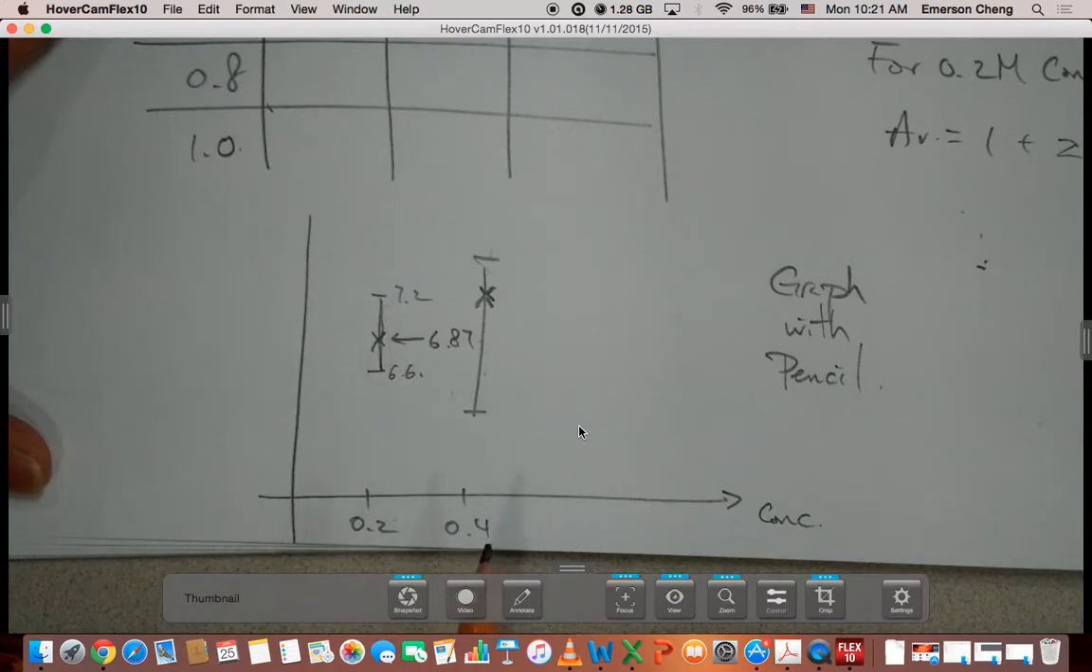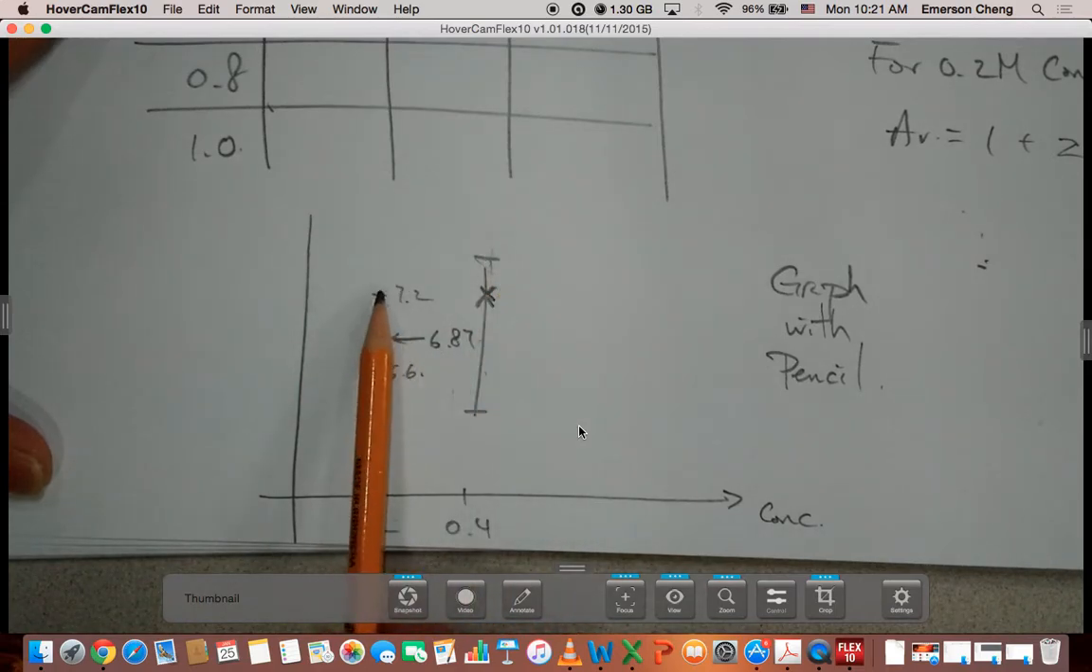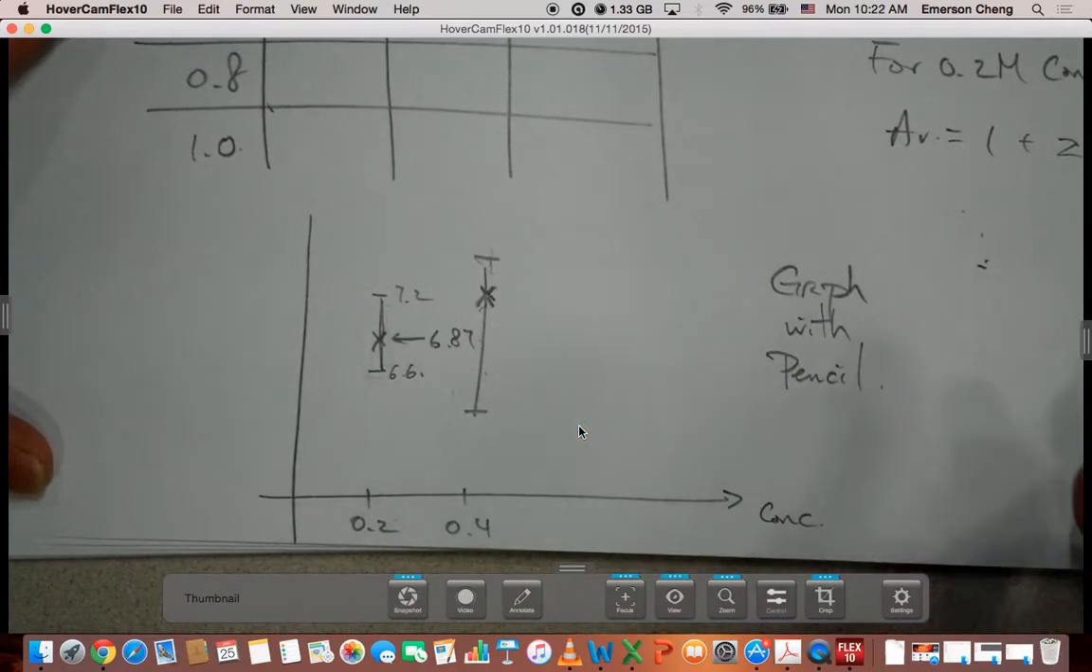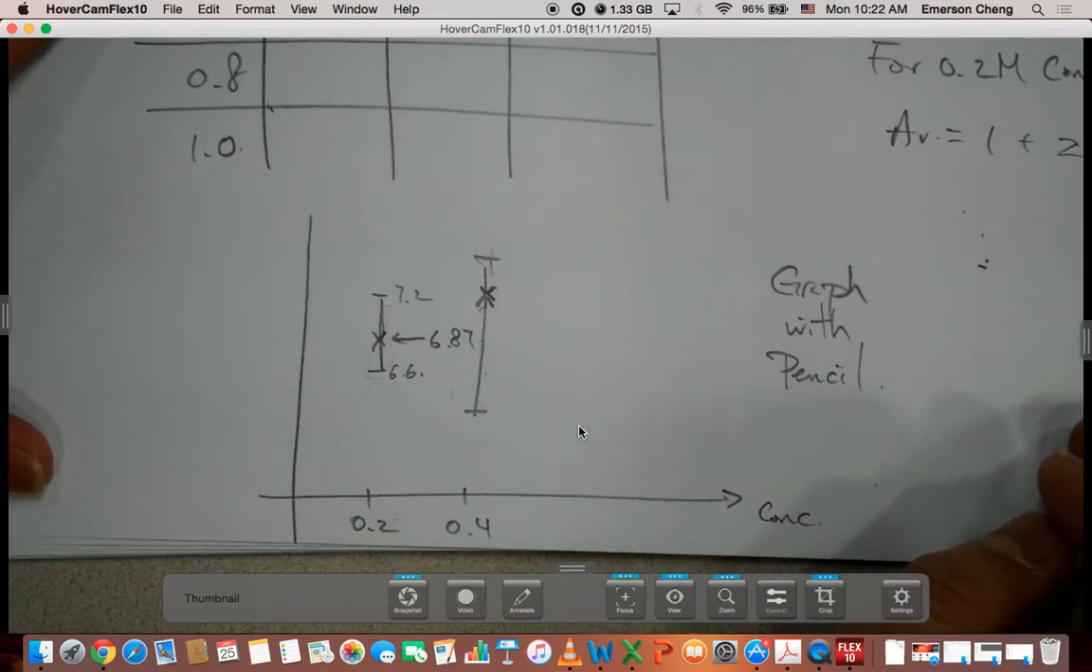Not really. Simply because it shows 0.4, your numbers are all spread all over the place. Some of them include what you would have here. Yes, the average is here, but it's all spread out. So it helps scientists to do analysis later on.